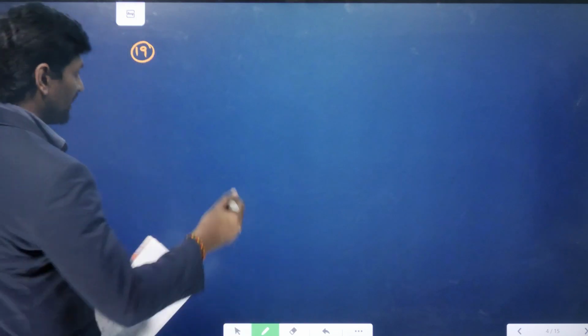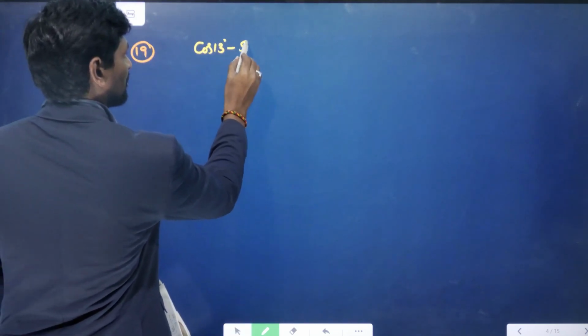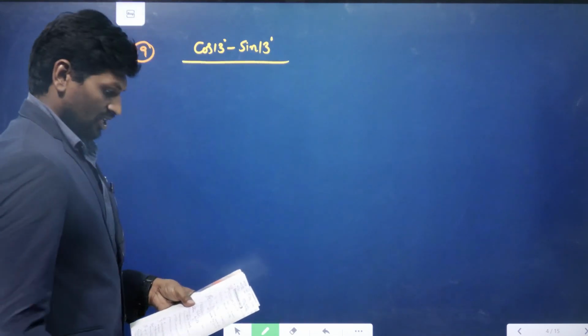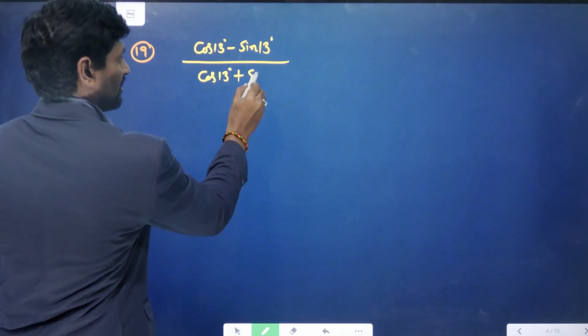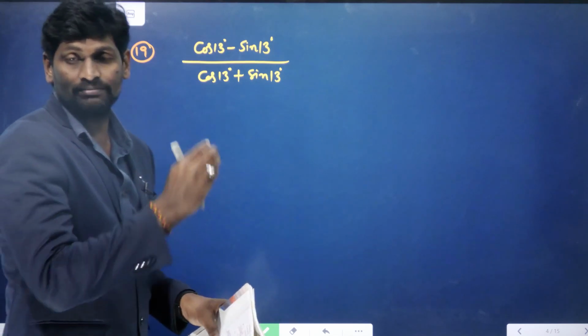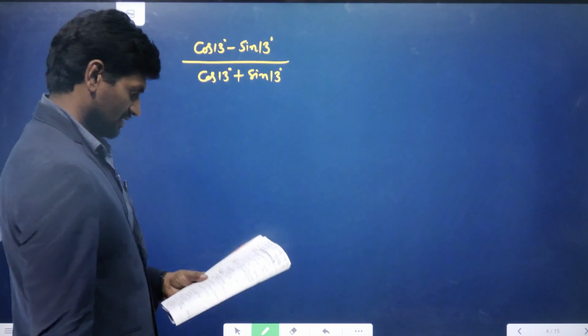Yeah, see that problem, that is (cos 13 degrees minus sin 13 degrees) divided by (cos 13 degrees plus sin 13 degrees). Just observe that in the numerator and denominator only the middle symbol changes. So the positive and negative symbol only changes, the remaining stays as it is.